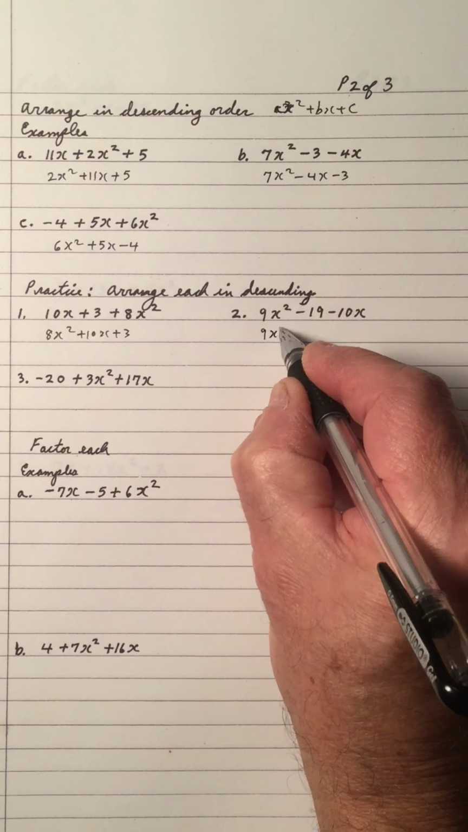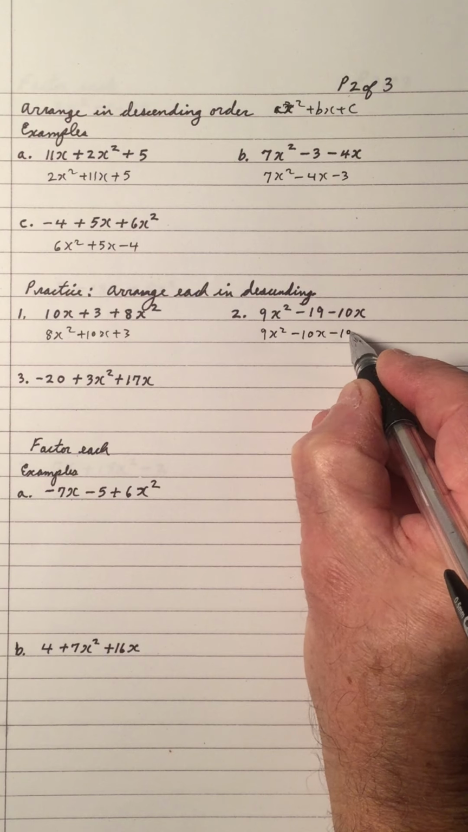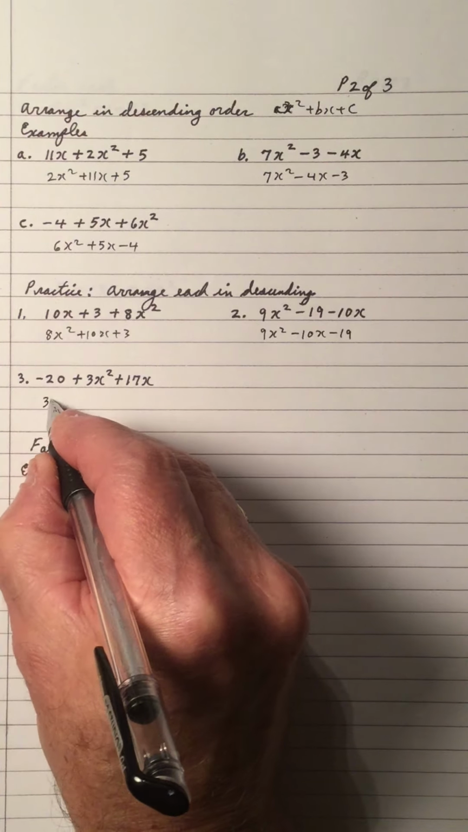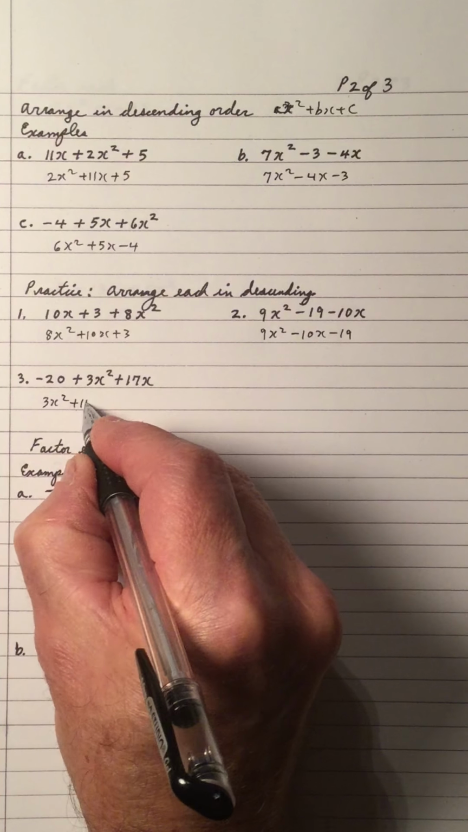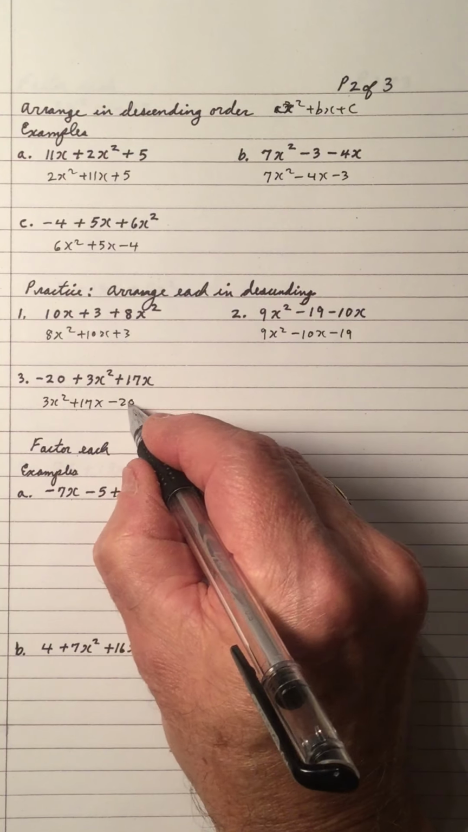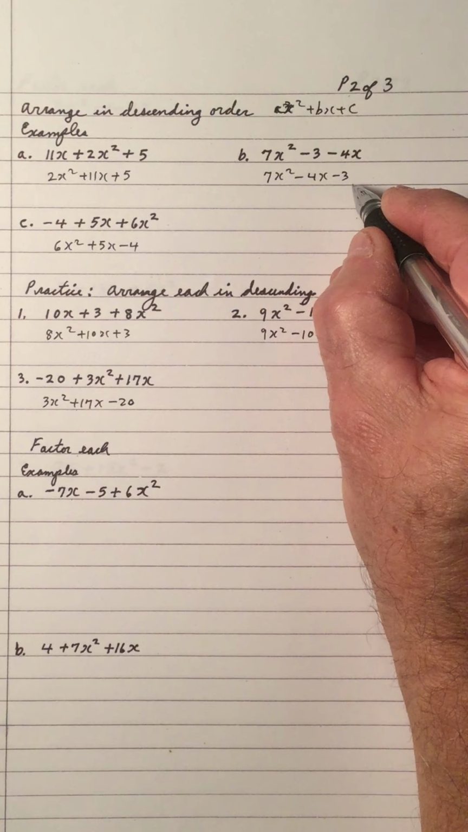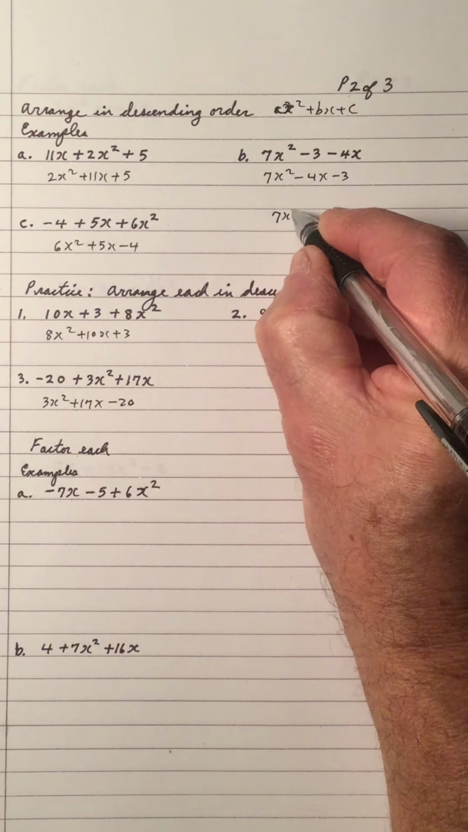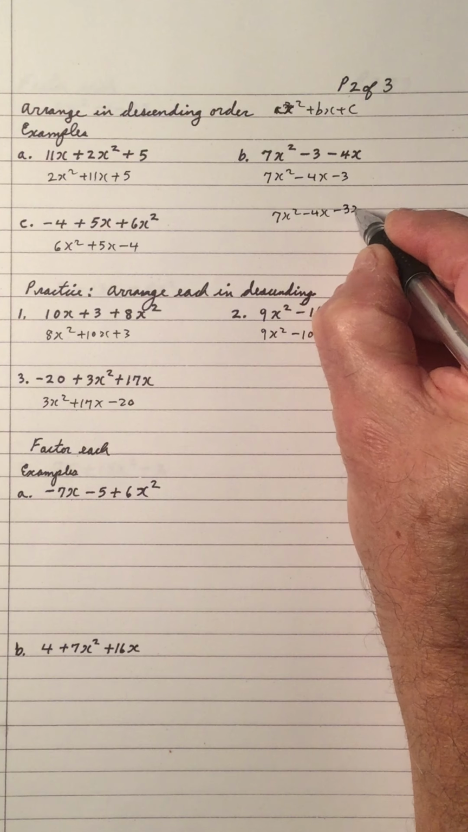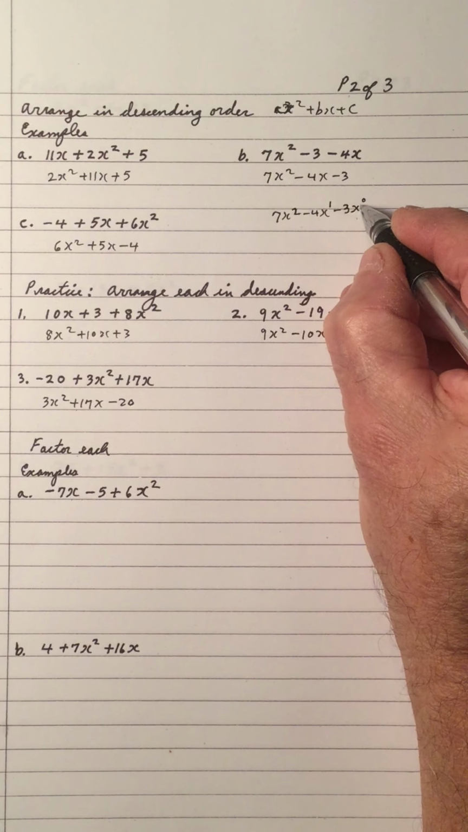I have a 9x squared. Then I have to have an x, so that's negative 10x minus 19. And this one, I have to have the x squared first, so it's 3x squared. Then I have to have the x, and then I have to have the constant. And you notice, just to elaborate, let's look at this one. Notice that that's 7x squared minus 4x minus 3, and that's x to the 0. So notice that's a 2, and that's a 1, and that's an x to the 0.